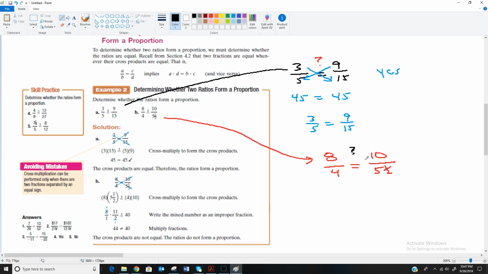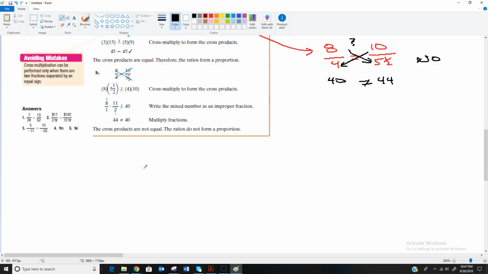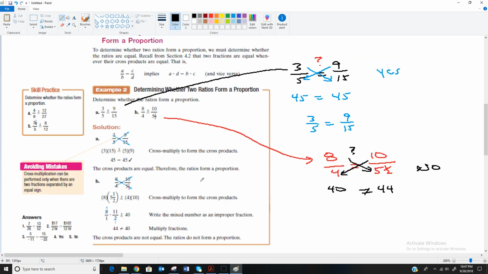So are they equal to each other? 10 times 4 is 40. 8 times 5 1/2 would be 44. And those are not equal to each other. So no, that does not form a proportion.